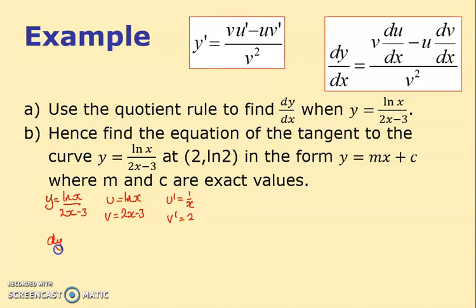So I should be able to write dy by dx is v. Always start, we just remember this, always starting with this v. So it's 2x minus 3 times 1 over x, minus these two, u v dash, log x times 2. I might slide the 2 in there. All divided by the bottom squared, 2x minus 3 squared.